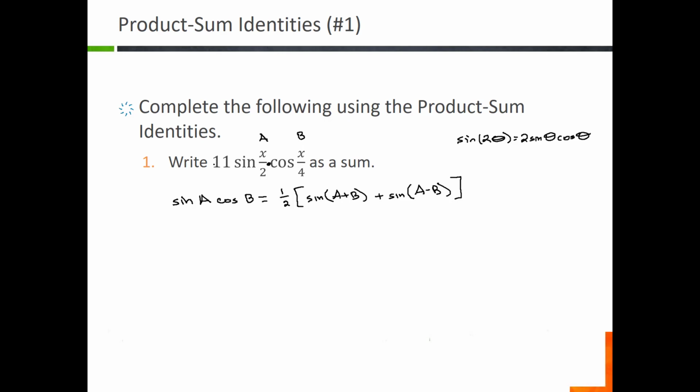And then one other little extra part here is we have an 11 out front. So this 11 is being multiplied by the sine of A and the cosine of B, which means if we have an 11 out front for our identity, so it's 11 times the sine of A and the cosine of B, that means we're going to have an 11 times the 1/2 out front, and then the sine of A plus B plus the sine of A minus B. So let's go ahead and write out what this would look like.